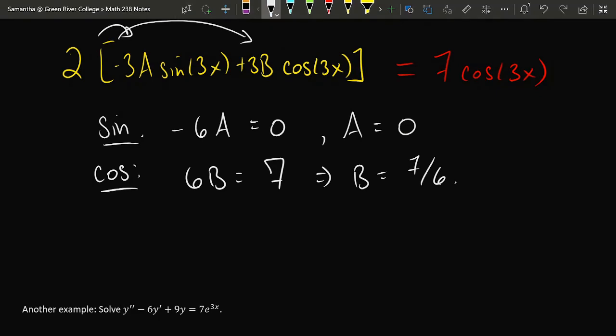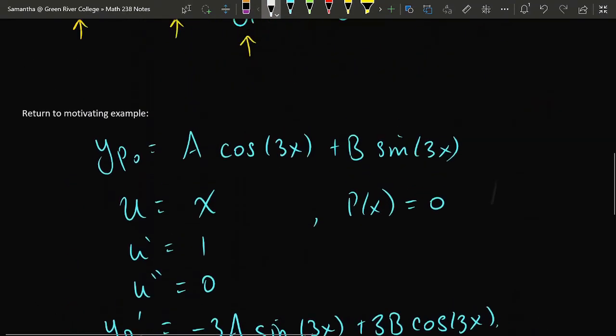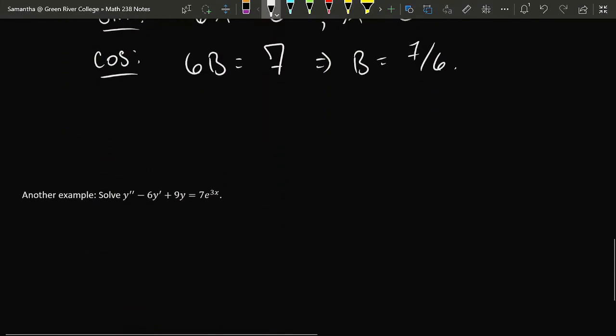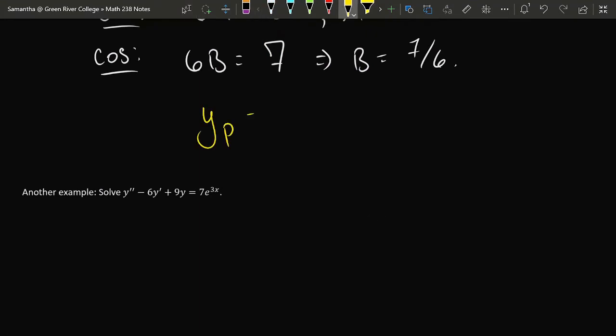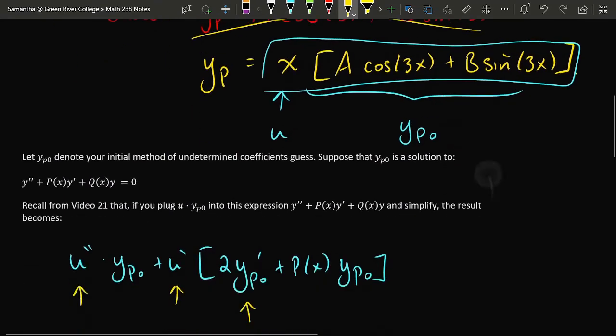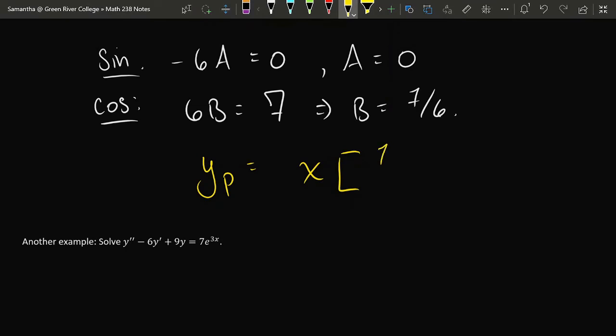So I have now obtained the values of a and b, which are applicable to the adjusted guess yp equals x times the quantity a cosine plus b sine. If I fill in these blanks with the a and b that we just found, I get the following result. The true particular solution would be equal to x times the quantity, well, a was 0, and as a result, there is no cosine term. There's only a sine term with a coefficient of 7/6. So that is how the shortcut can be used to find the particular solution.